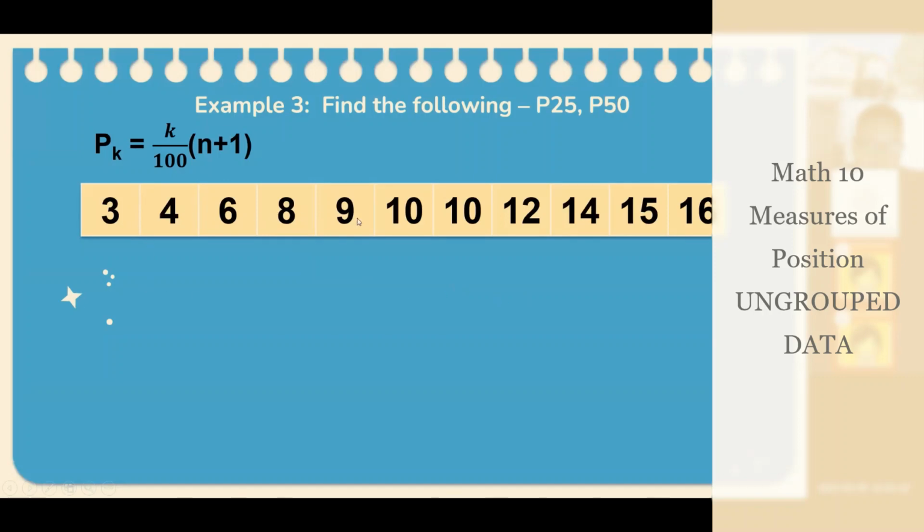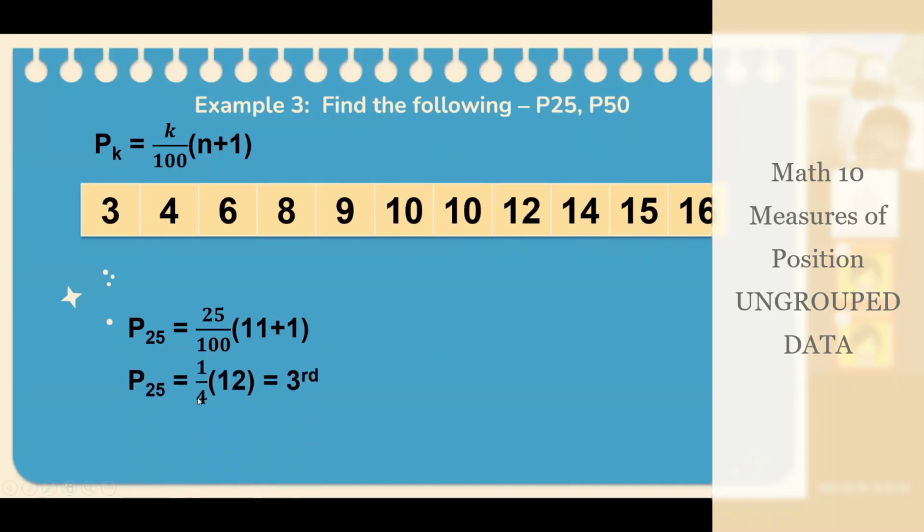1, 2, 3, 4, 5, 6, 7, 8, 9, 10, 11. So, there are 11 scores. So, our n is 11. So, let's solve for percentile 25. Instead of k, replace it with 25 over 100, times open parenthesis, 11 plus 1, close parenthesis.